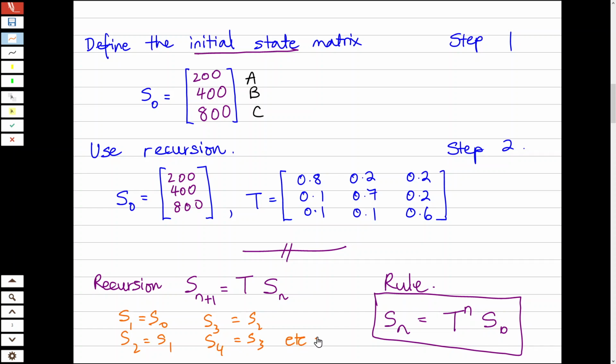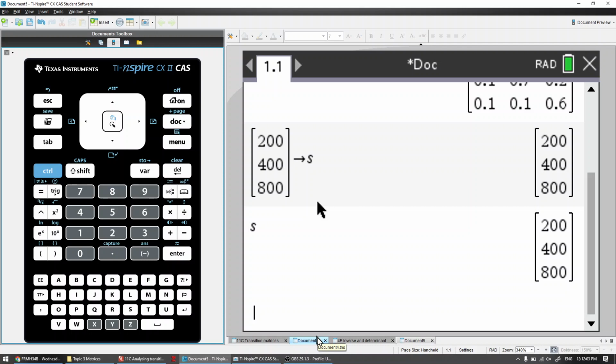All right, so Sn equals Tn times S naught. That's our go-to. So let's go back to the CAS calculator now. Let's start by finding the number after 1 week. So am I going to do S times T, T times S, or does it not matter?